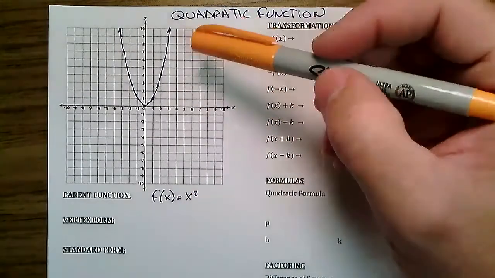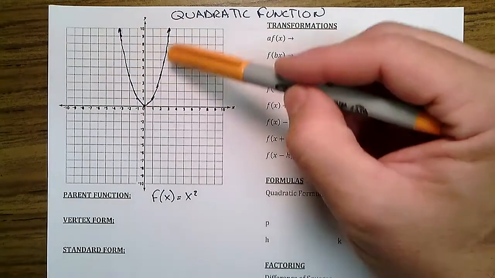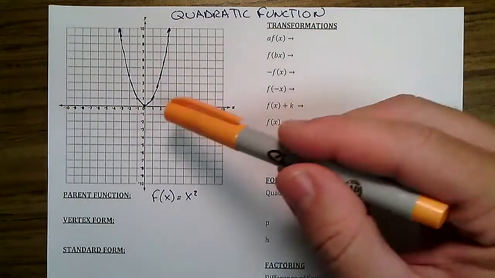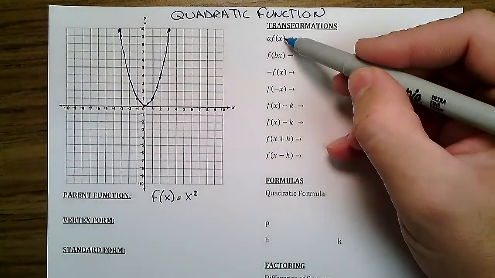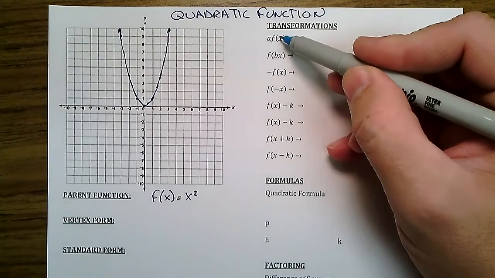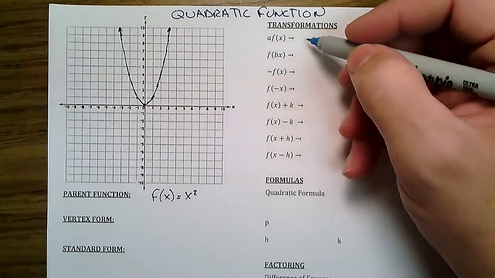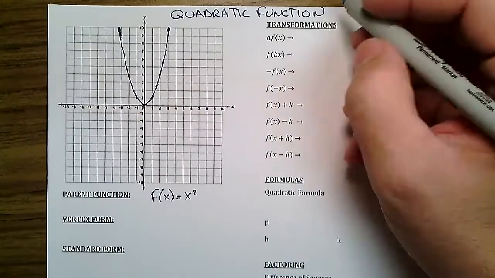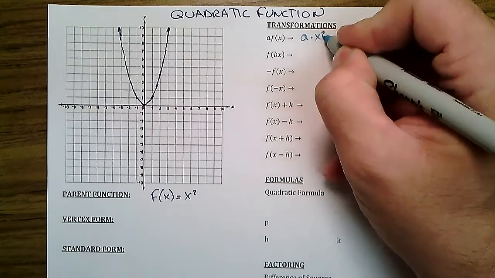And if we look up here, our graph for our parent function makes our nice parabola that we're used to with its vertex at 0, 0. So as we add our transformations, all we're going to do is where our f of x is here, we're going to replace that with our x squared. So a f of x, which is our vertical stretch or shrink, is simply going to be a times x squared.